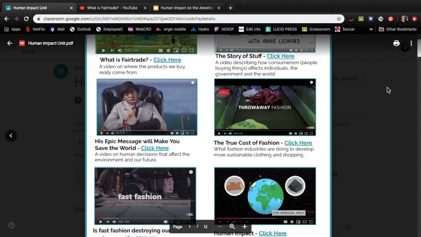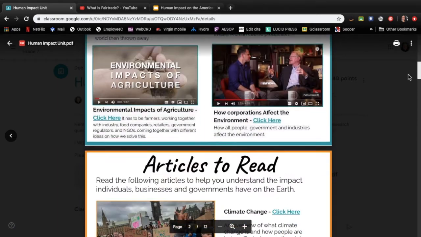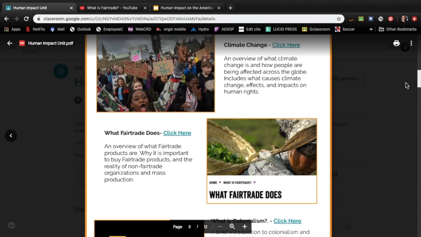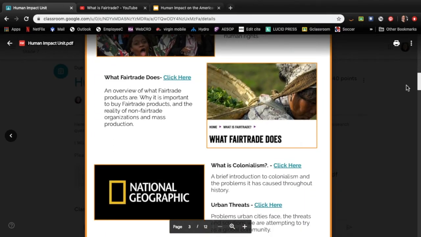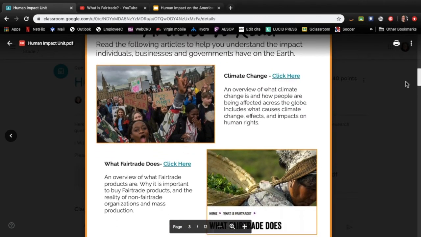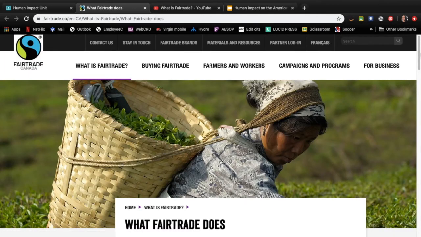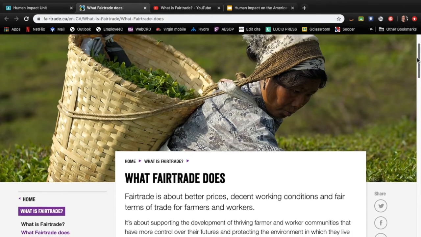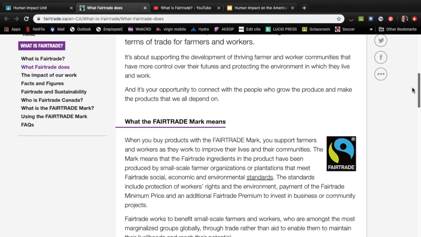Then the next item is articles to read. I'd love if you read all of these articles, though if you're just aiming for the bare minimum, please read 2 of your own choice. I suggest the fair trade article. This is a good example, again, of what fair trade means to you. For those of you who are not familiar with it, fair trade products have this symbol right here, which means they have decided to give money back to the workers that have created items for us.